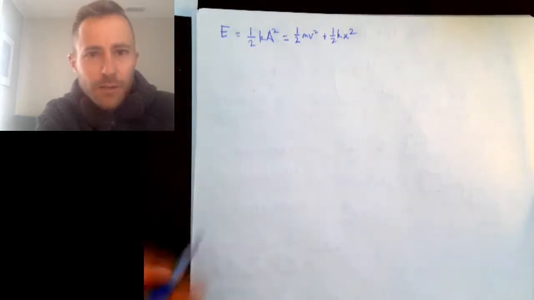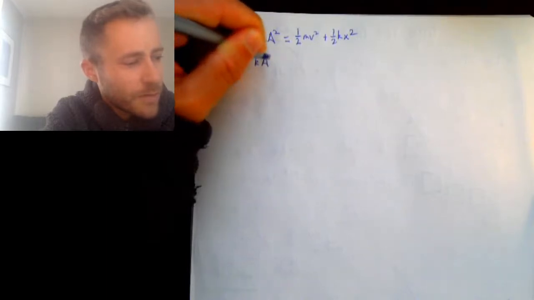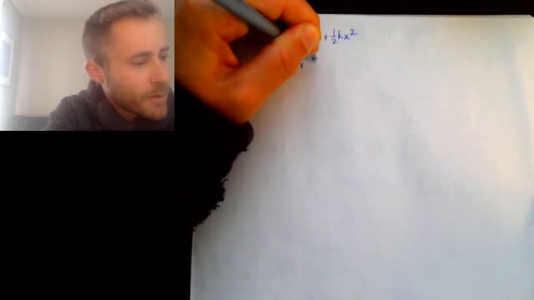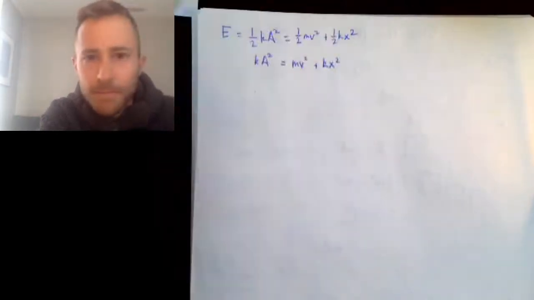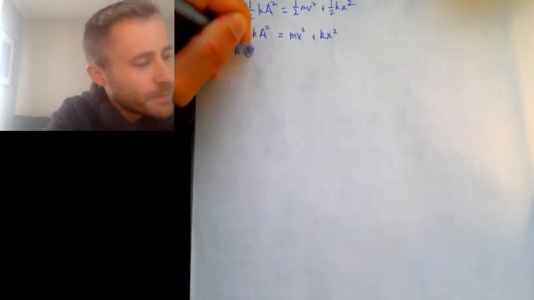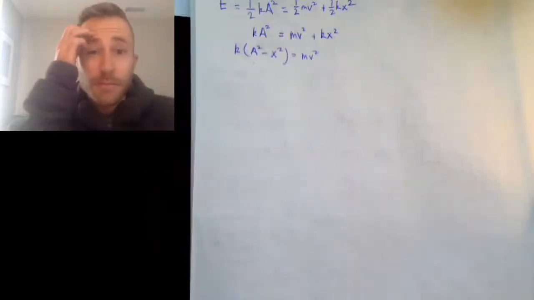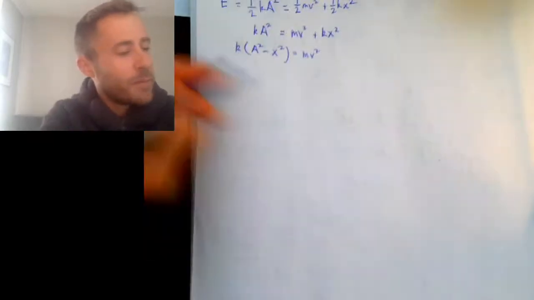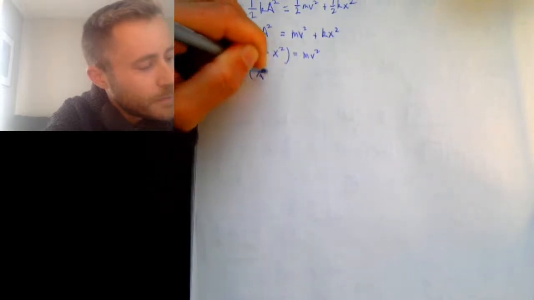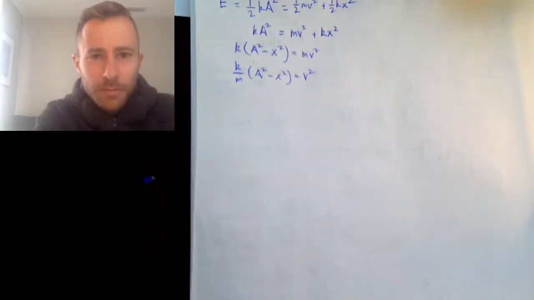All right. The first thing I'm going to do is cancel out the 1/2s because everything has 1/2. So I have ka squared equals mv squared plus kx squared. Then I'm going to subtract this kx squared to the other side. Then I'm going to divide both sides by m. And then I'm going to take the square root.